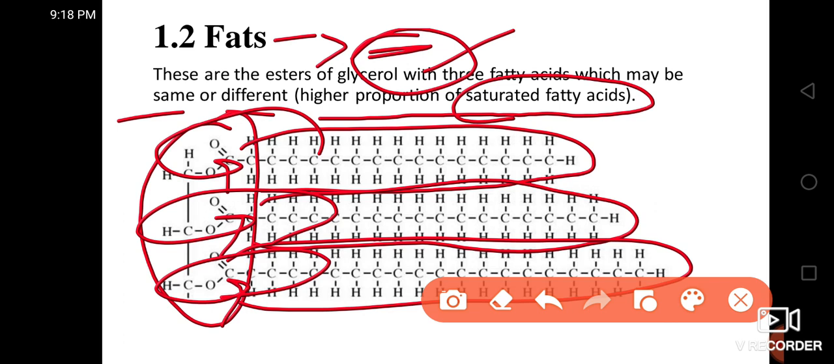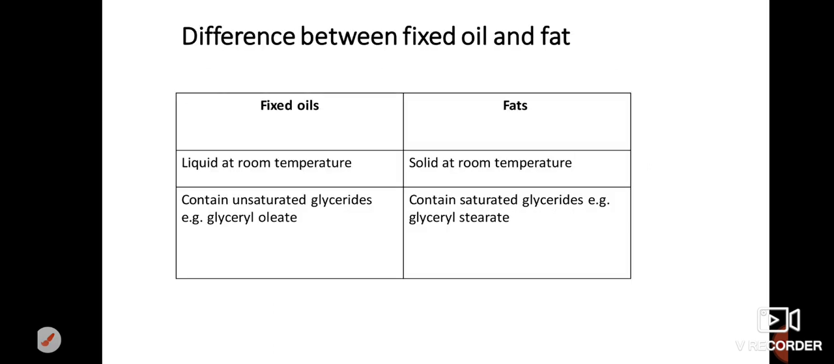So if we discuss the role of fats, they provide you insulation, and they also store the energy in your body for a long period of time.